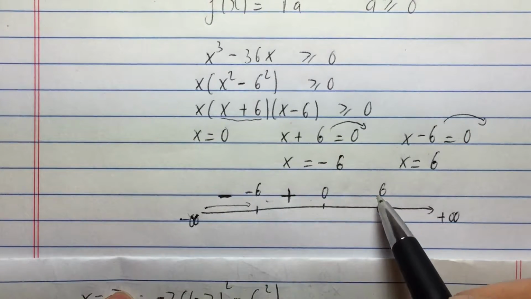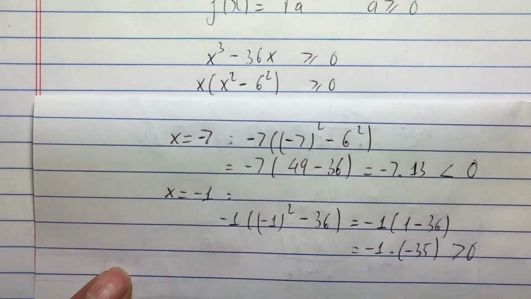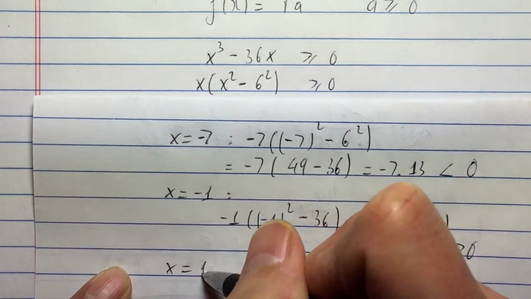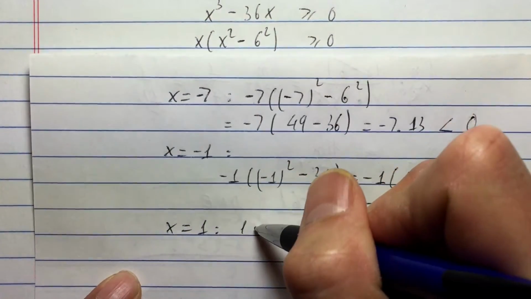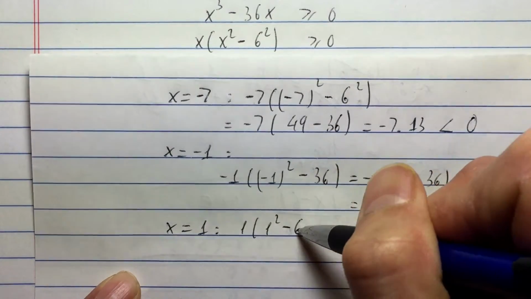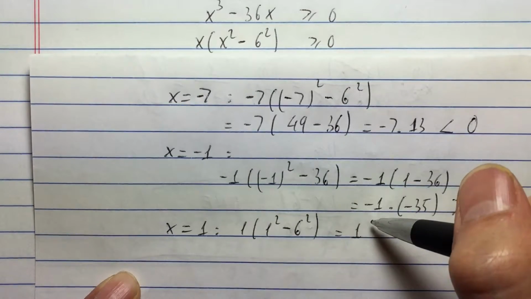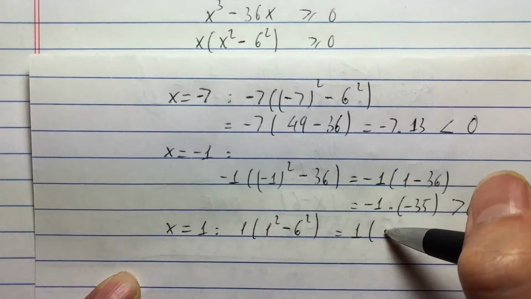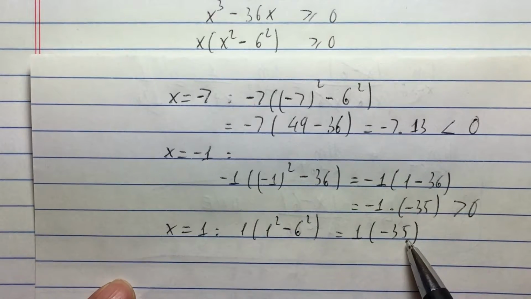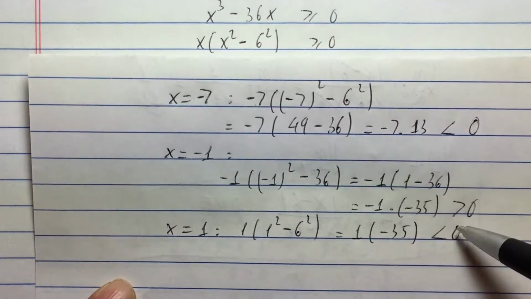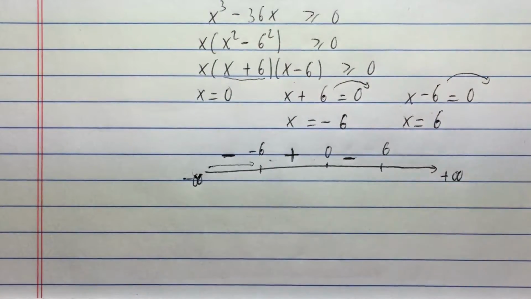Okay, now I check this region from 0 to 6. So I pick x equals 1. So x equals 1 in here. This will be 1 times (1 squared minus 6 squared), so equals 1 times minus 35, which equals minus 35. So this region will be negative.